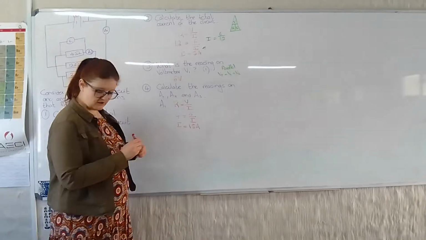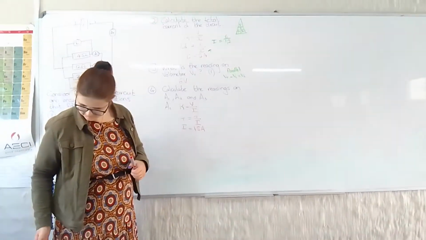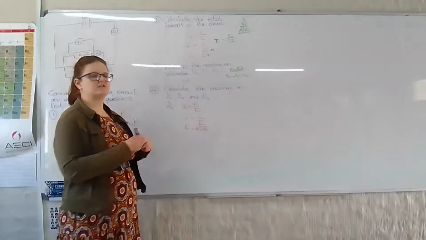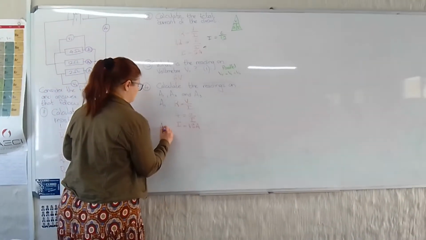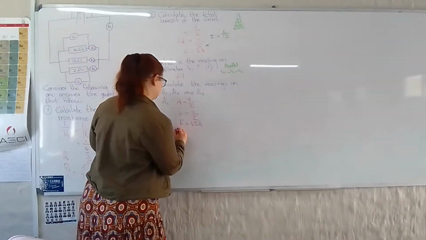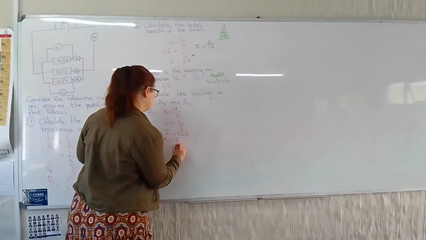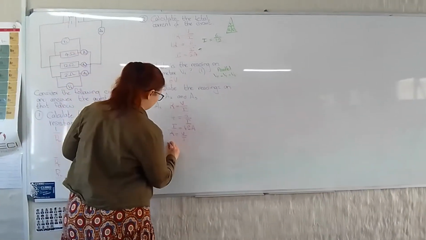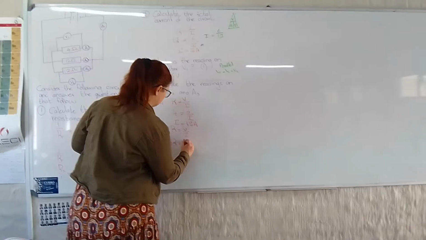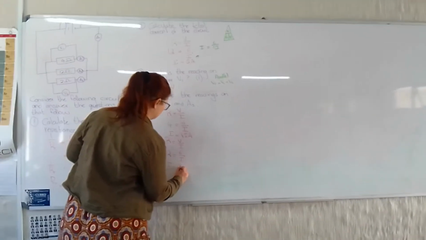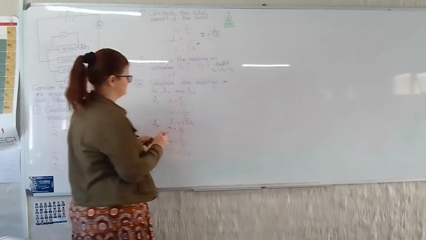Now we'll calculate it for ammeter 2. It gets pretty repetitive pretty quickly, but that's good for revision, good for understanding. A2. R is equal to V over I. My resistor is 12. 6 over I gives me a current of 0.5 amps.